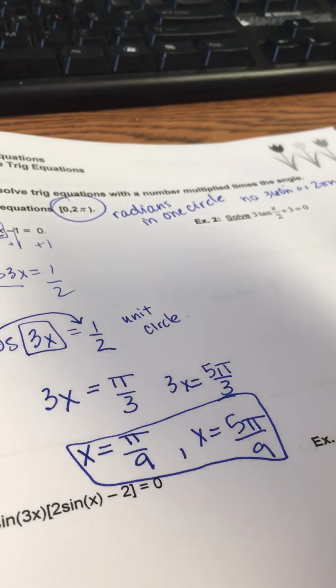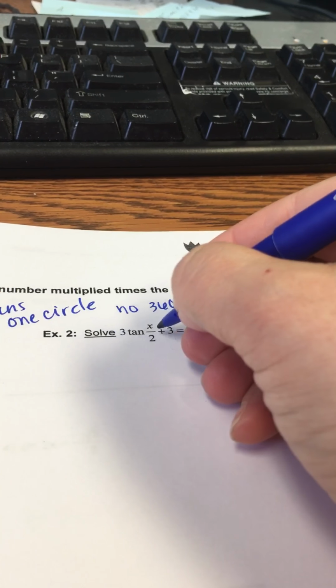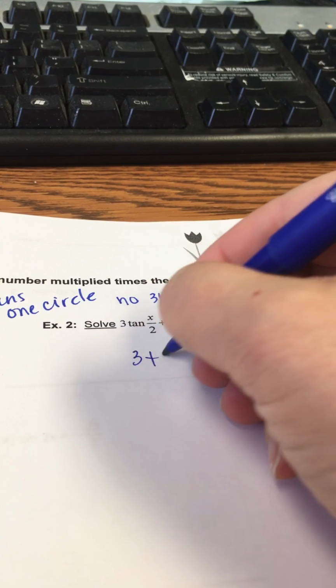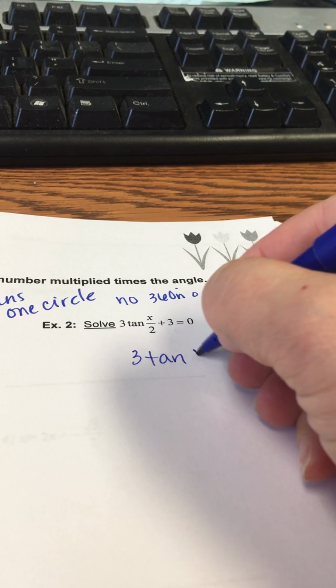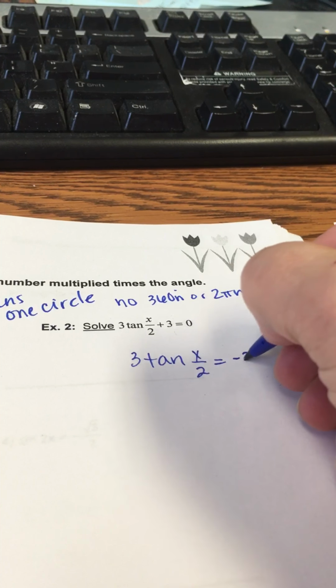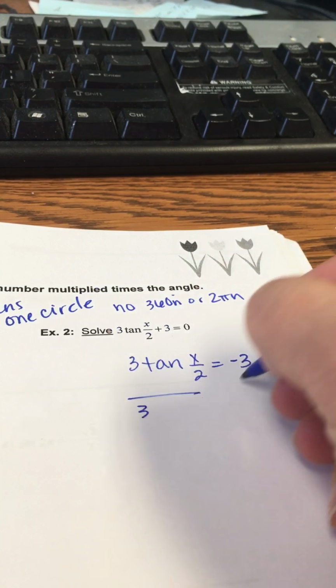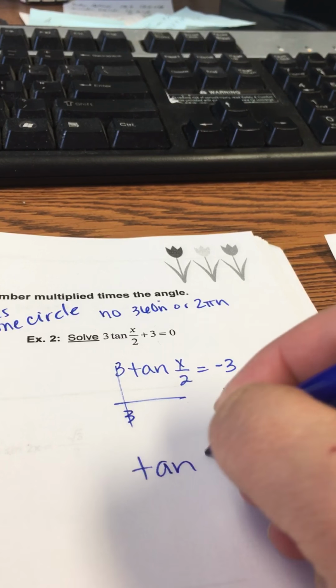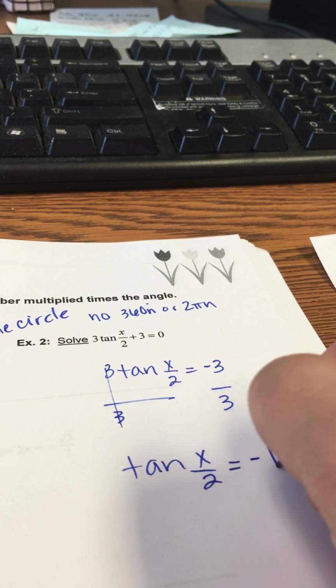Okay, so it's really the same kind of thing. It's just when the x has a number multiplying or dividing, you do that part last. So like on this next one, subtract 3 over, so I got 3 tan x over 2 is equal to negative 3. Divide by 3. I got tan x over 2 equals negative 1.